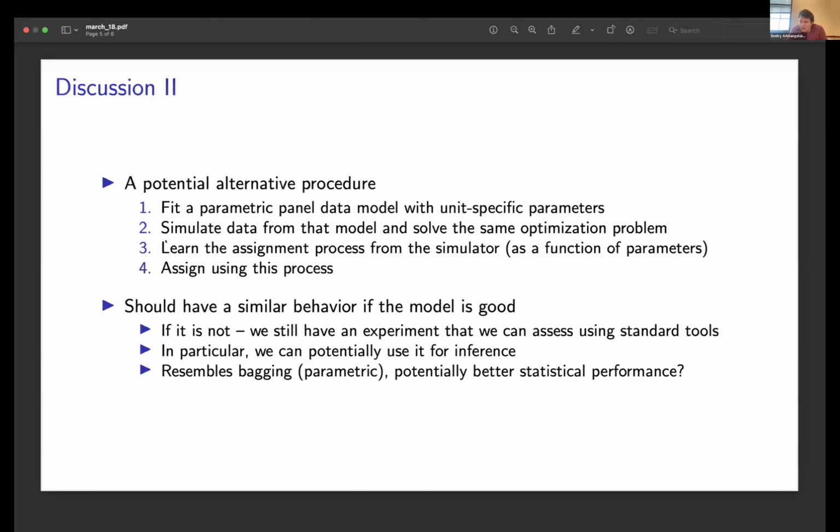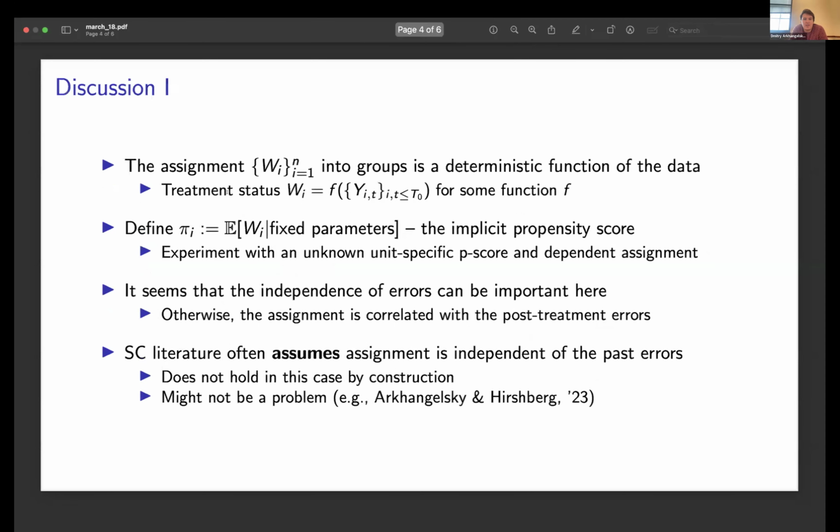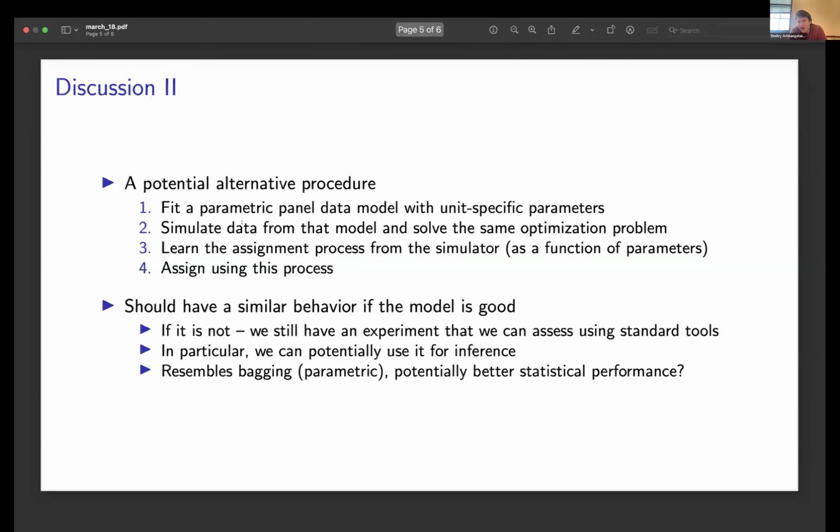It's a parametric model, meaning I can generate data from that model, and I'm just going to simulate data from that model and solve the optimization problems. The same optimization problem that Alberto is using right now. So when I'm doing that, I'm going to learn these probabilities that I was describing here as functions of the parameters of my model. And I'm also going to learn the whole assignment process, so I know which units are going to be treated together or not. And then I can assign units using this assignment protocol that I just learned.